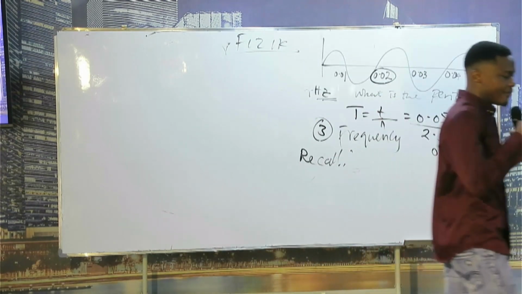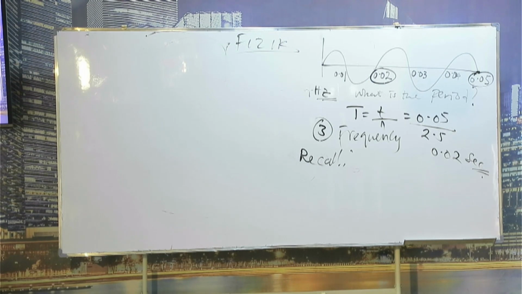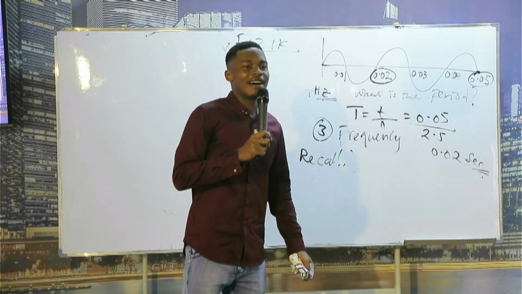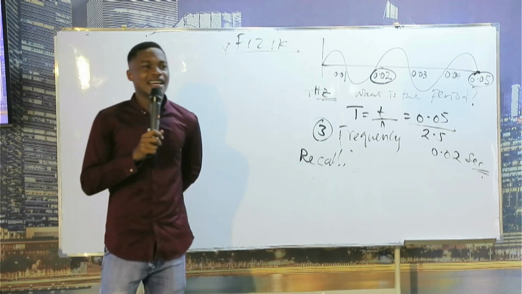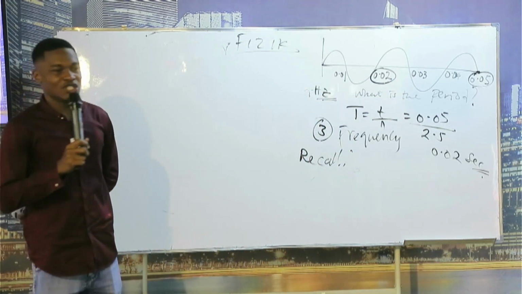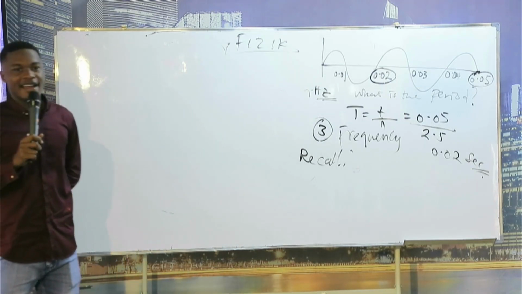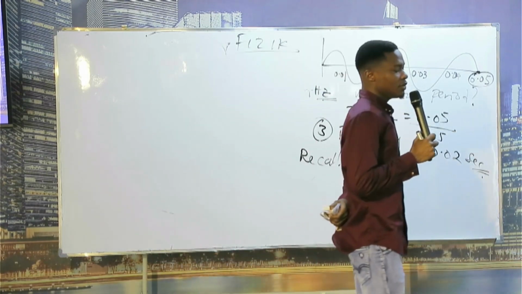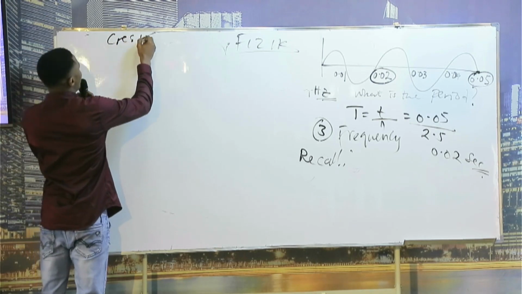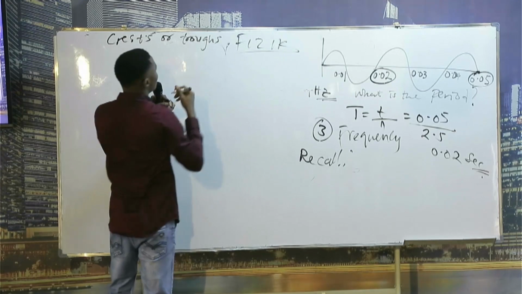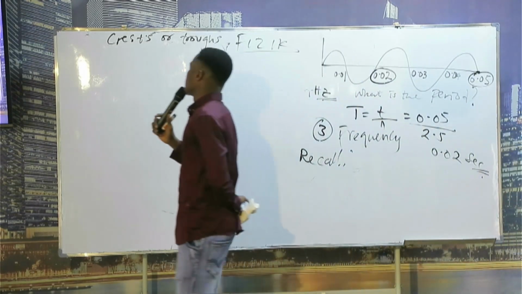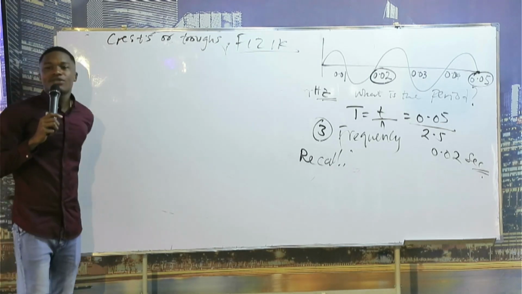Wavelength is the distance covered by a wave in one cycle. Or it is defined as the distance between successive crests or troughs. Full stop.